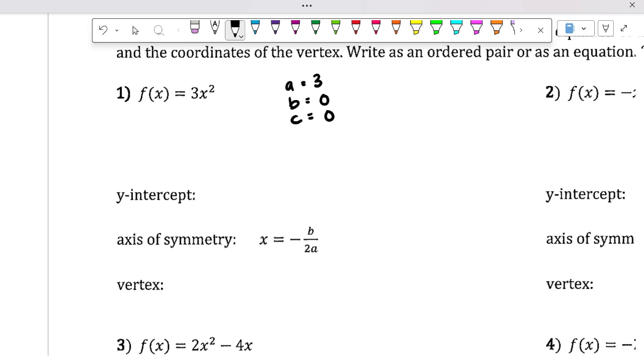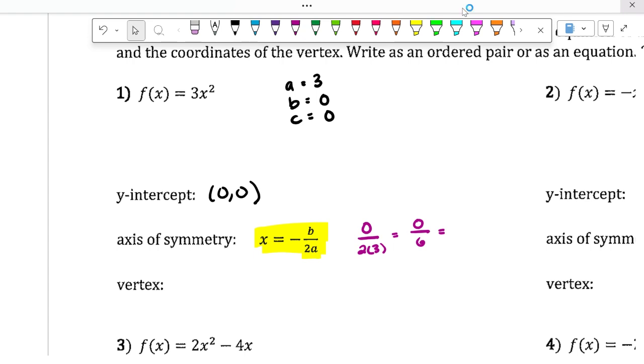Now, the y-intercept is always the what value? The C value. So what's the y-intercept? 0, 0. Axis of symmetry is given by this formula, x equals negative b over 2a. So if I plug everything in, I have negative 0, which 0 can't be positive or negative, so it's just 0, over 2 times 3. So that's 0 over 6. Anything being divided into 0 is always what? 0.